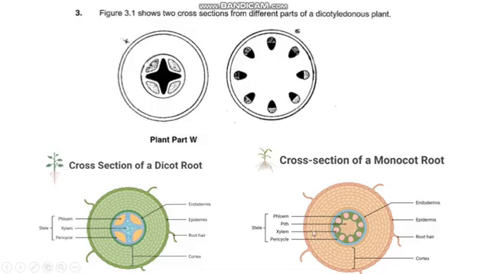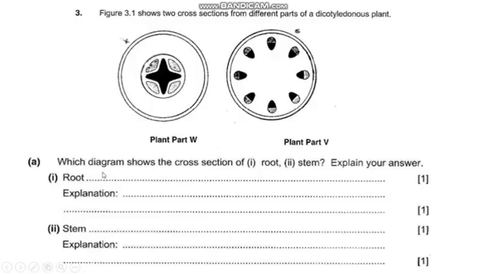Now apart from that, you can see that in this dicot root, when you look at the xylem there, the xylem are arranged in a star shaped manner. You can see the way they are looking, they are arranged in a star shaped manner, and they also alternate with the phloem right here. So let us now write our answer. So we have said for root it's plant part W. This one is the cross section showing the root.